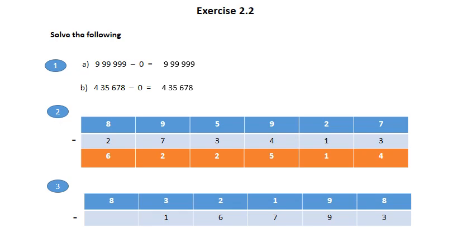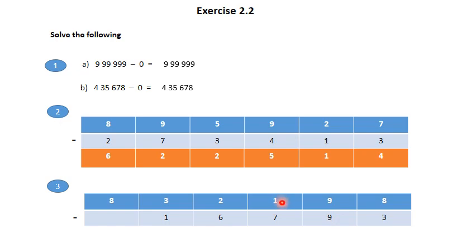Yes. We'll start from ones column. 8 minus 3. What is 8 minus 3? Can we do? Yes. 8 minus 3 is 5. 9 minus 9. Can we do 9 minus 9? Yes. 9 minus 9 is 0.